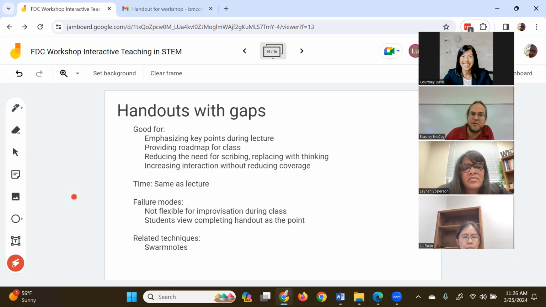So what's this good for? It's good for emphasizing key points. It does provide a roadmap. They have the lecture notes right there with them. And instead of spending all their time scribing frantically, now they're thinking more, I hope. It does increase the interaction, but it doesn't reduce coverage.